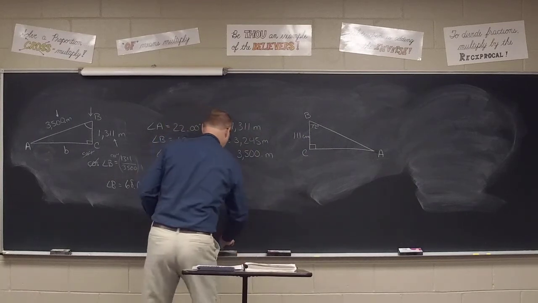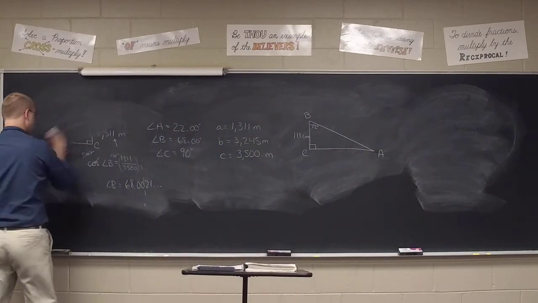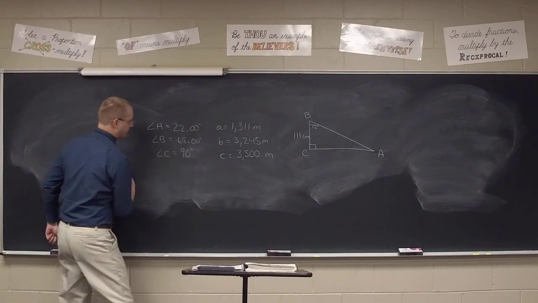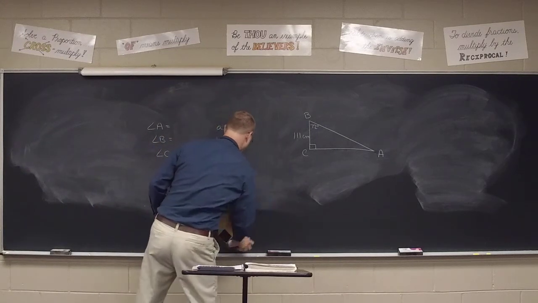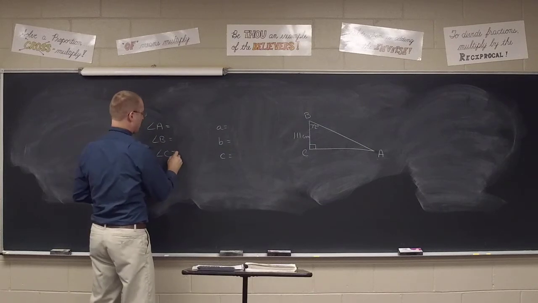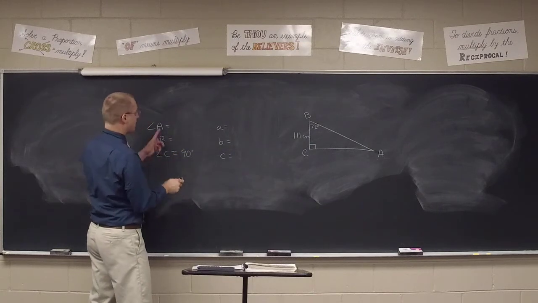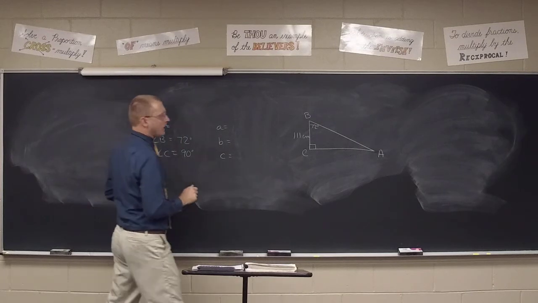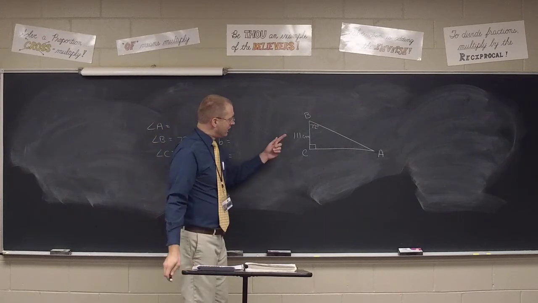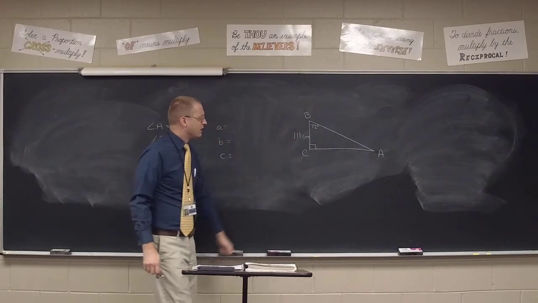So class, let's set up our chart, or our table of given values and found values, all of our angles and all of our sides. Fill in the chart, of course, with everything you know. Of course, I know the 90-degree angle. I know a 72-degree angle. Notice that's 2 sig figs. And I also know, what is this side, class?